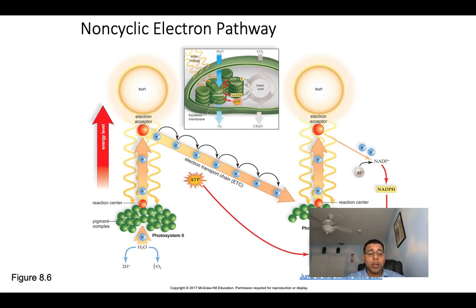And then again, when these hydrogen ions flow down their electrochemical gradient through ATP synthase complexes, ATP production occurs. This ATP will be used in the Calvin cycle reactions in the stroma to reduce carbon dioxide to a carbohydrate.